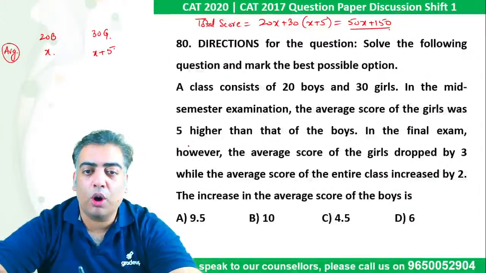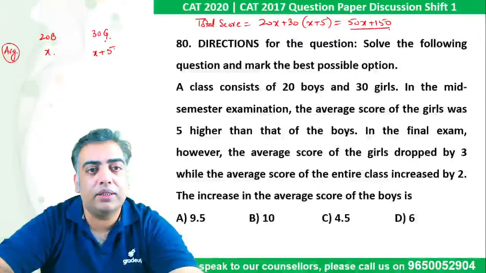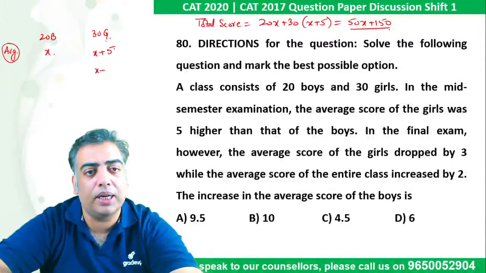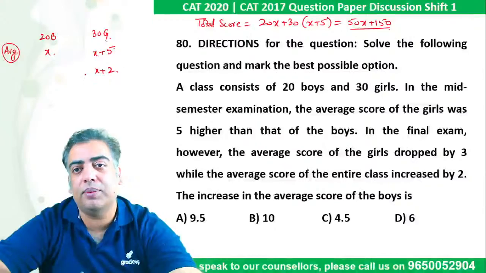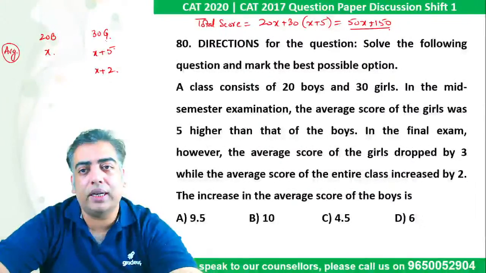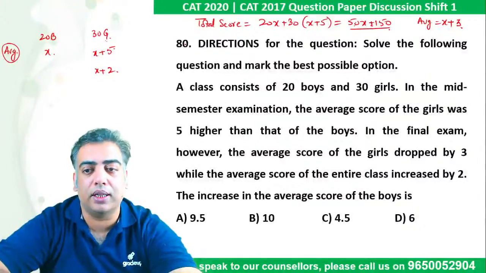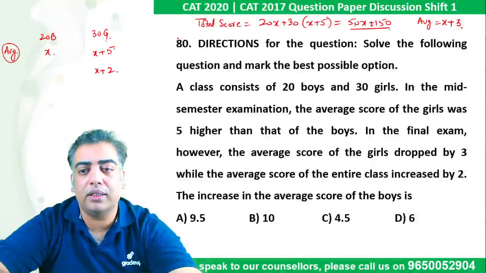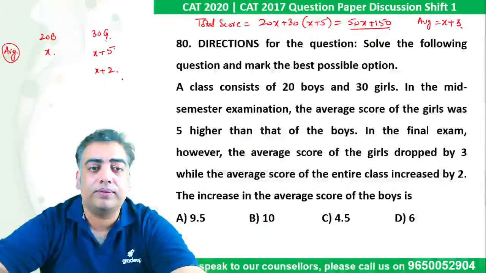In the final exam, however, the average score of the girls dropped by 3. Now the average score of girls dropped by 3, so it becomes x plus 2. While the average score of the entire class increased by 2. So this is the total score of the entire class. So average will be this divided by the total number of students, which are 50. So the average of the entire class is x plus, 50 gets cancelled out here, 50 3s are 150, so it is x plus 3. So the average of the entire class increased by 2. Now it is x plus 5.